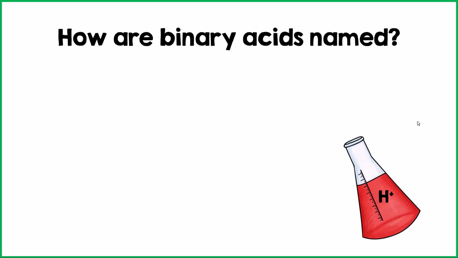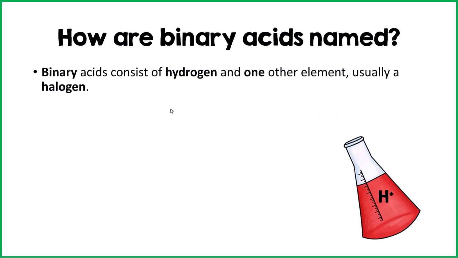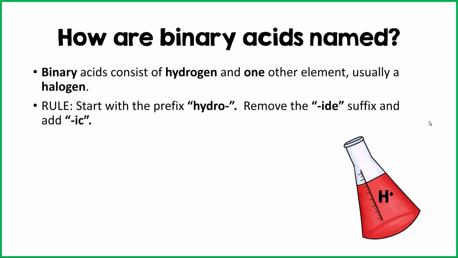So how are binary acids named? We'll start there. Binary acids, bi means two. Binary acids consist of hydrogen and one other element, usually a halogen. And the rule for naming binary acids is that you start with the prefix hydro, and then from the second element, you remove the "ide" suffix and add "ic." So this sounds complicated, but it's really not too bad. So let's take a look at some practice problems.